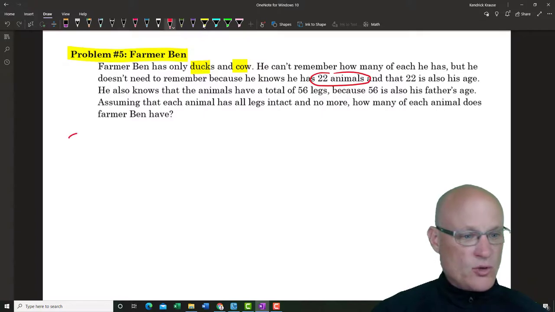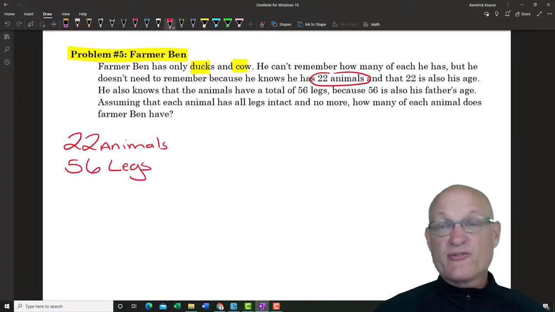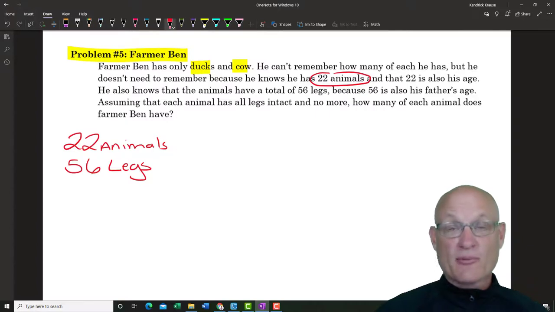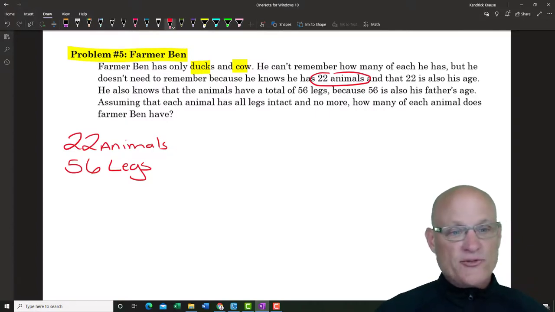All right, so we're going to say 22 animals. And for some reason, he knows that those animals have 56 legs. Oh, it's his father's age. So he remembers that he has 56 legs. Why? I have no idea. Assume that each animal has all legs intact and no more.